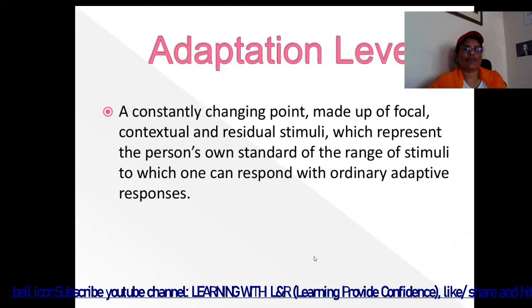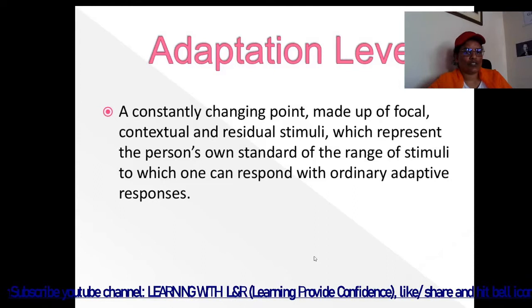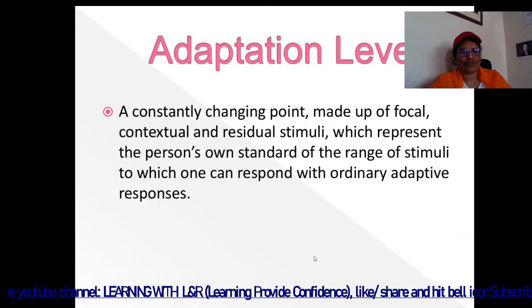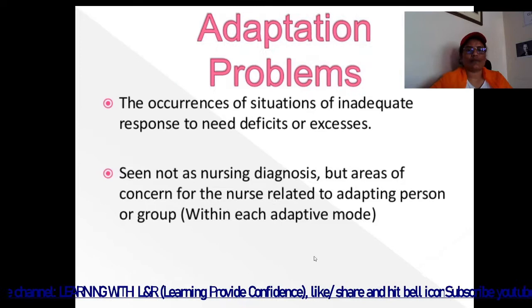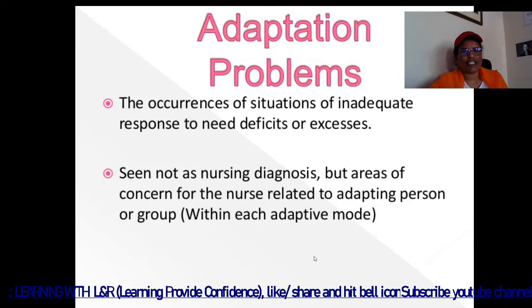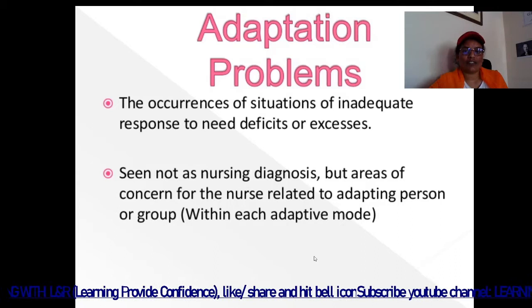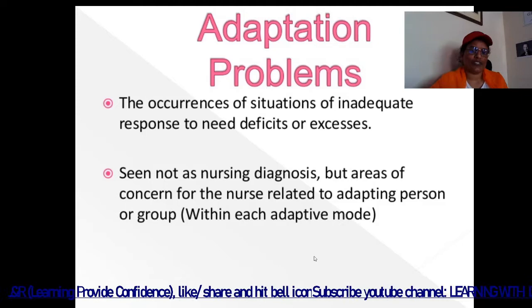Adaptation level, a constantly changing point made up of focal, contextual, and residual stimuli, which represent the person's own standard of the range of stimuli to which one can respond with ordinary adaptive responses. Then adaptation problems. The occurrences of situations of inadequate response to need deficits or excesses, seen not as nursing diagnosis but as areas of concern for the nurse related to the adapting person or group.